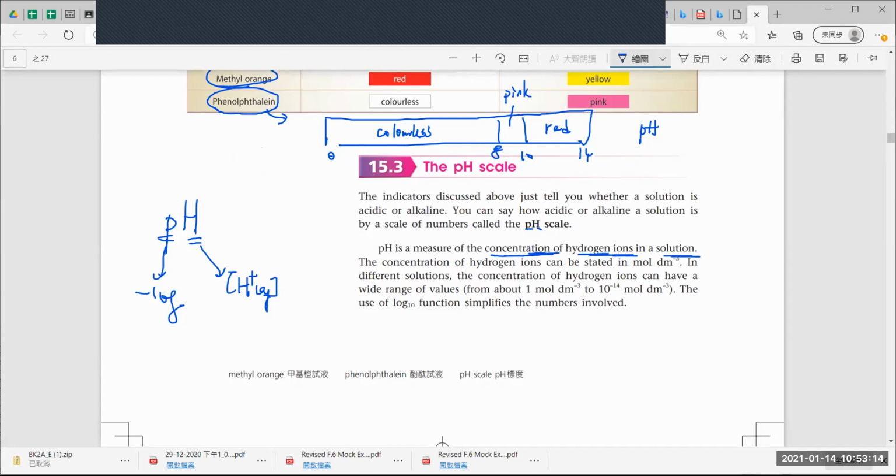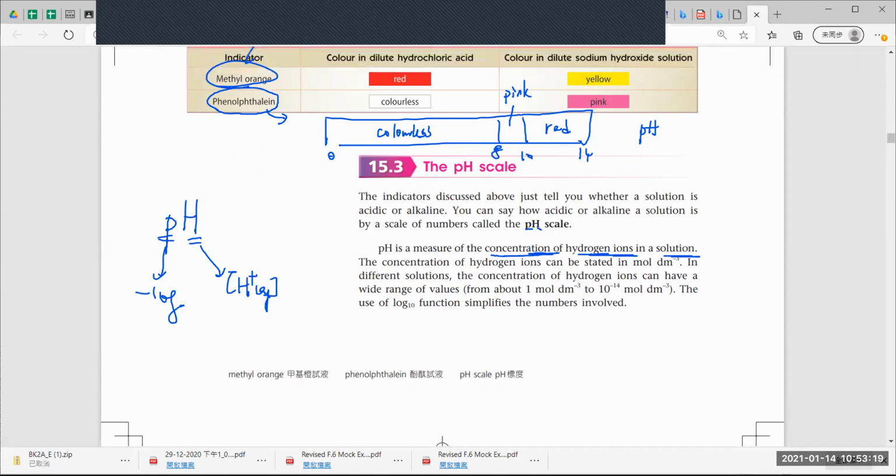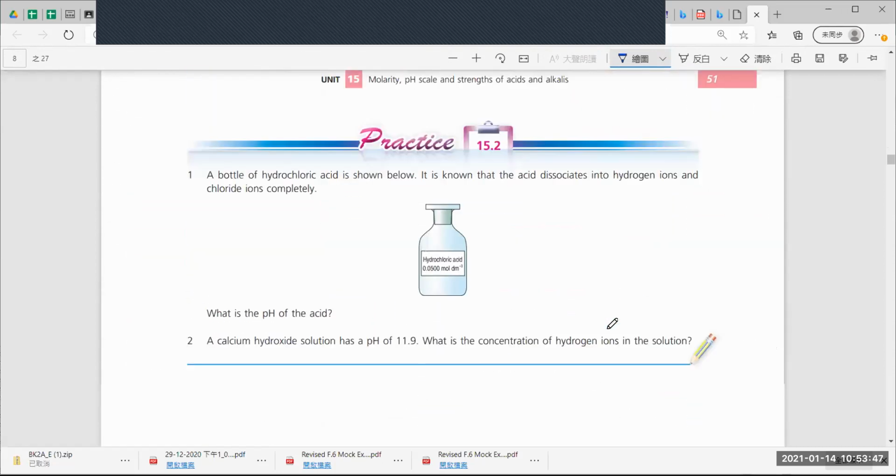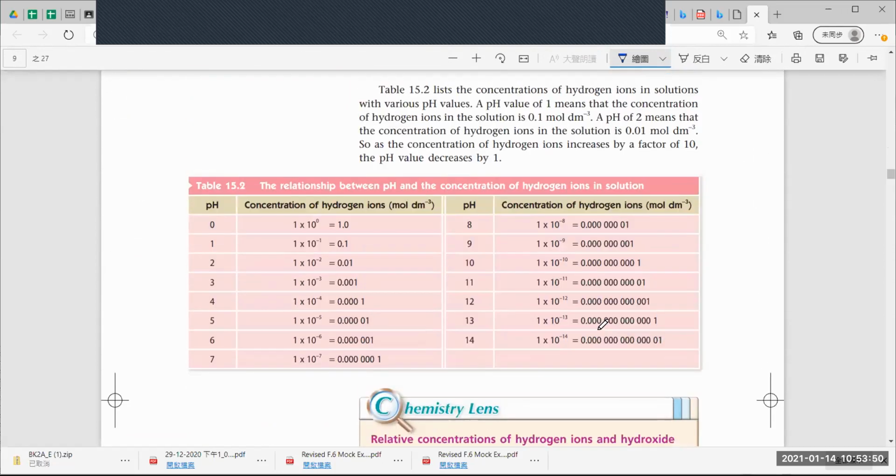And why do we need to use the pH scale? Why do I need to use a negative log scale, instead of simply saying the hydrogen ion concentration? Now, it's because concentrations of solutions range from 1 molar to 10 to the power minus 14, which is very large. How large is it? Now you turn to this page and you can get what I mean.